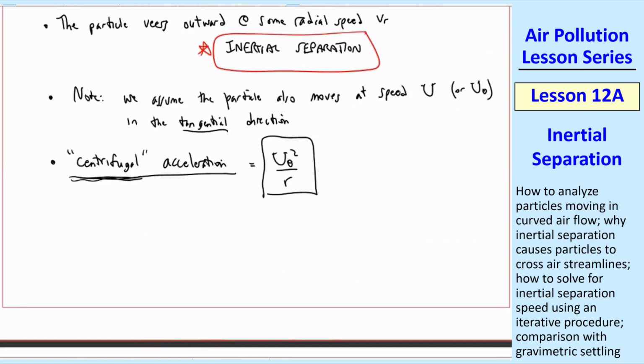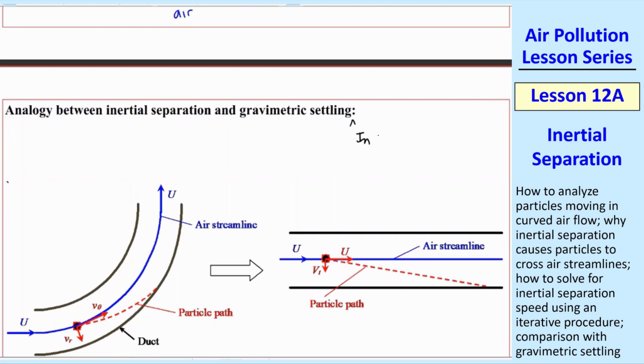We're ignoring gravity here. So the bottom line is anytime you have an air streamline that's curved and you have a particle that's initially moving with that air streamline, its path is going to be veering outward compared to the air streamline. Let's consider the analogy between inertial separation and gravimetric settling in a duct.